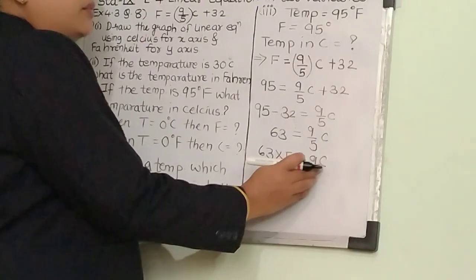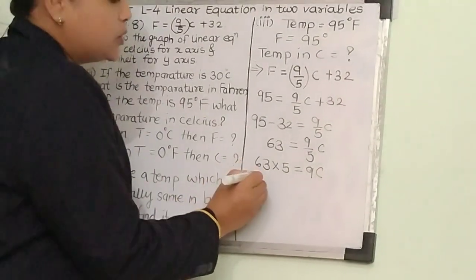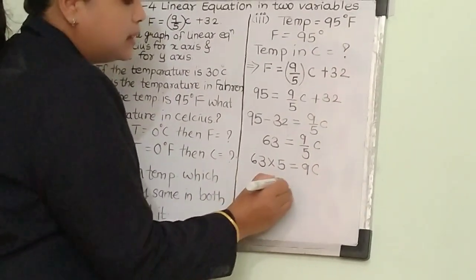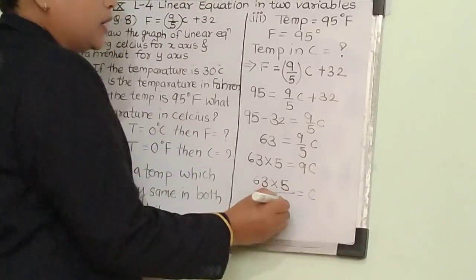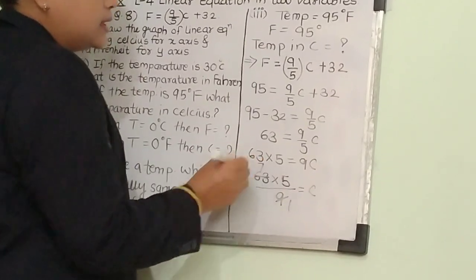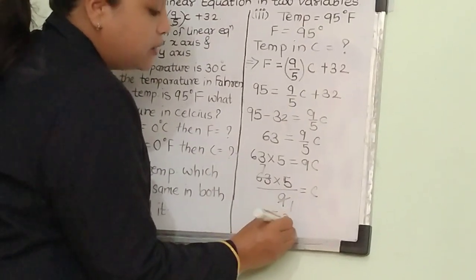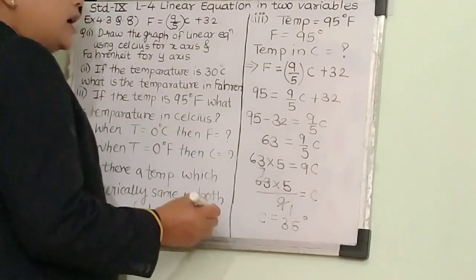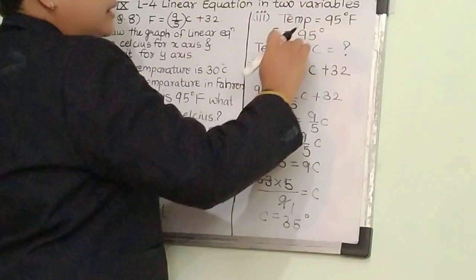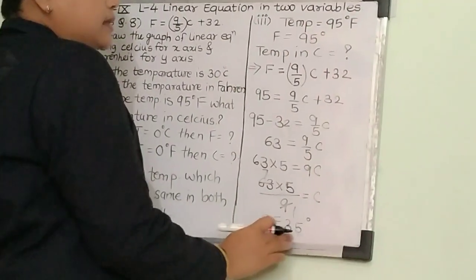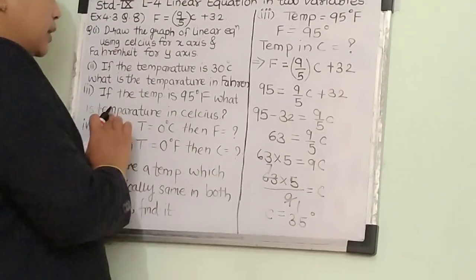Now 9 is multiplied with C. 9 we have to transpose to this side, it will be divide. So first we can write 63 into 5 upon 9 equals C. So 9 ones are 9, 9 sevens are 63, and 7 into 5, that is 35. So C is equal to 35 degree. It means when the temperature is 95 degree Fahrenheit, then the temperature in Celsius is 35 degree Celsius. So that is the answer of question number 3.